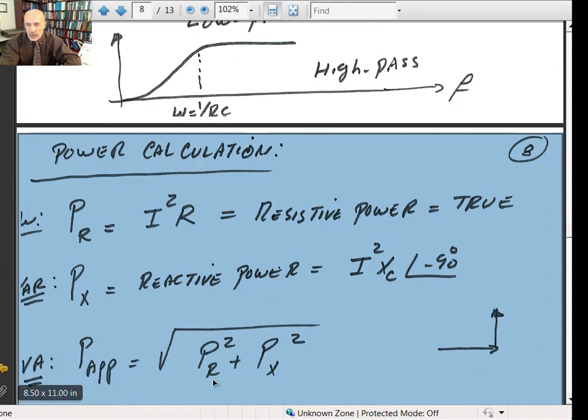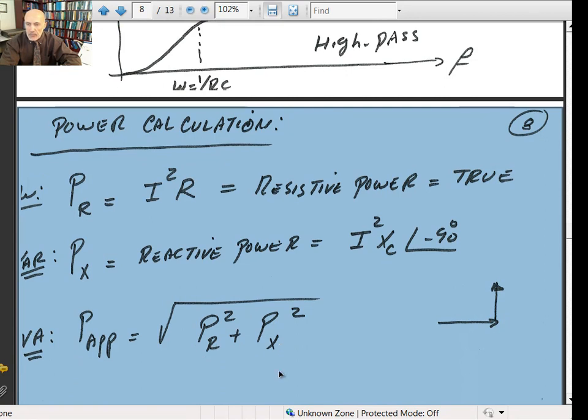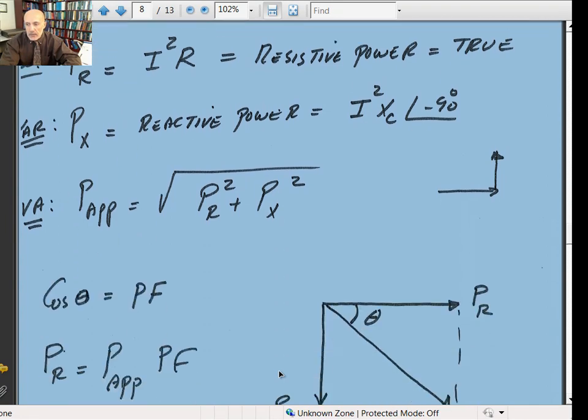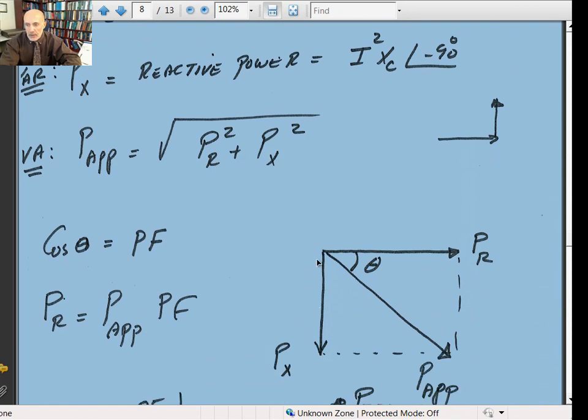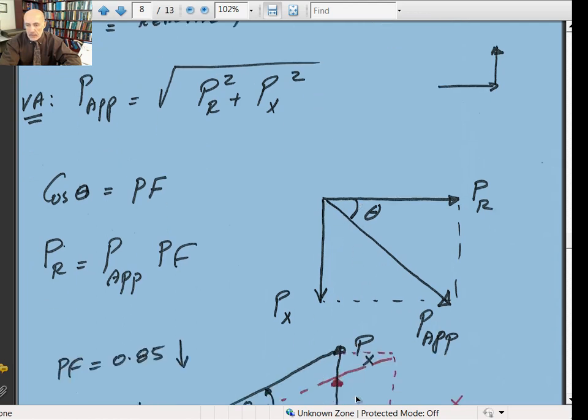Then the apparent power will still be the same as we did with the RL circuit. It's the square root of P sub R squared plus P sub X squared. But the reactive power now is negative. So if this is P sub R, this is P sub X at minus 90 degrees. And the angle now would be negative, and the apparent power would be at a negative phase angle.